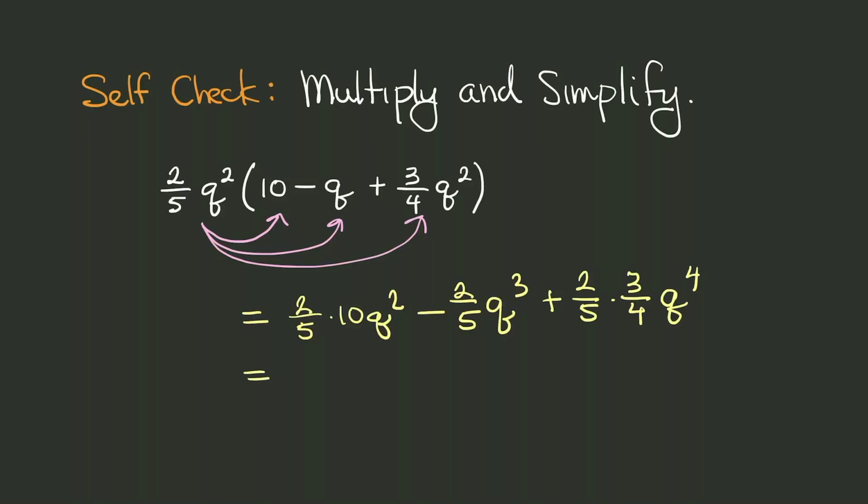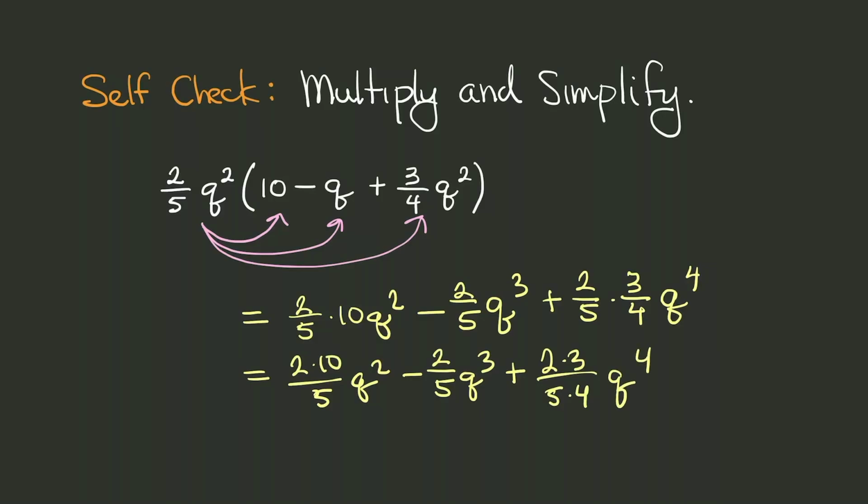2/5 times 10 could be written as 2 times 10 over 5 q squared. The second term is already simplified, so we'll leave it as 2/5 q cubed. For the third term, we'll have 2 times 3 over 5 times 4 q to the fourth power. Now we can simplify some of these fractions. 10 over 5 is just 2 over 1. And then over here we have 2 over 4 would just be 1/2.